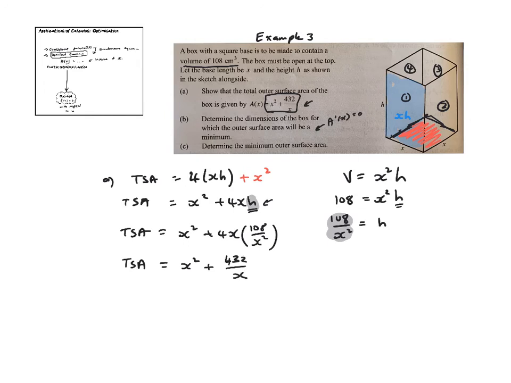And so A of x is equal to x squared plus 432 over x. Just very important here, you cannot do anything with this, right? You need to get to that answer. You can't manipulate this to suit that. You're not going to get any marks for that, so please don't do that.